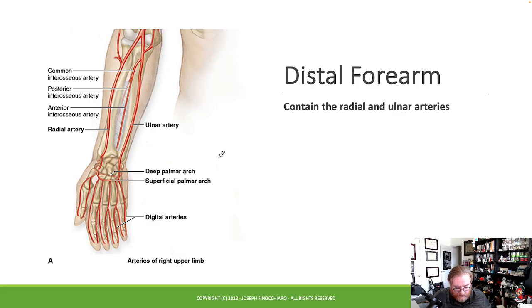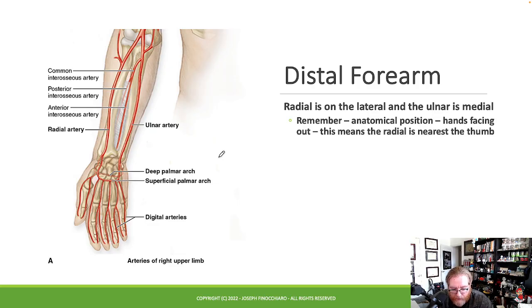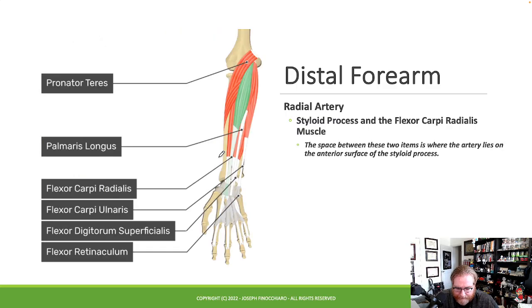The radial and ulnar arteries. The radial is on the lateral and the ulnar is on the medial. Radials, 2 thumbs up. Okay? The radials are most lateral. And remember, in anatomical position, your hands are palms facing out, so your thumbs are farthest away from the body. 2 thumbs up, radial. Okay?